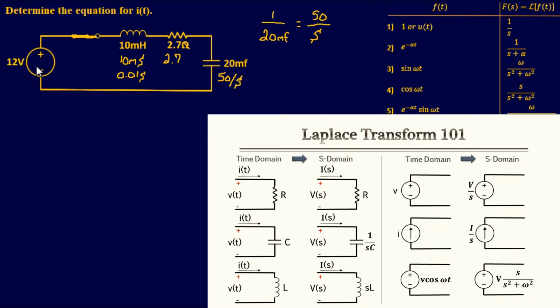The last component we got to change is our voltage source. Well, instead of 12 volts, and since it's DC, you just go ahead and take 12 divided by S.